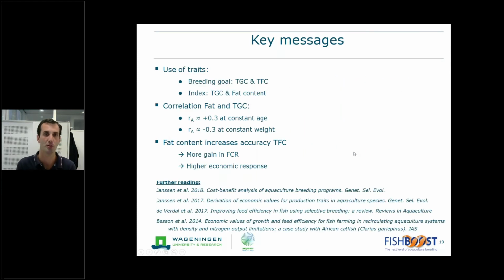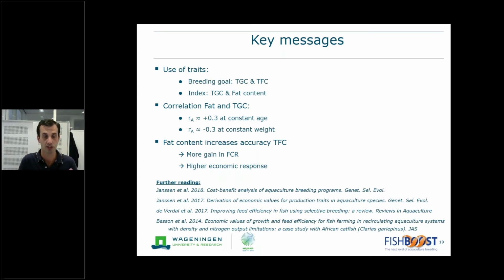So to summarize my talk, I have some key messages. I think that the breeding goal should include those traits that affect farm profit, but are biological properties of the fish rather than management variables. And the index should include those traits that are used to predict the breeding goal traits. And not everything that is recorded should be included in the breeding goal.